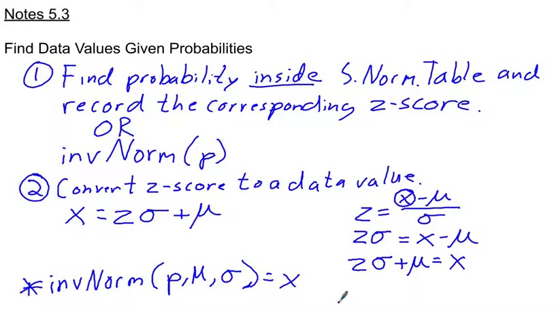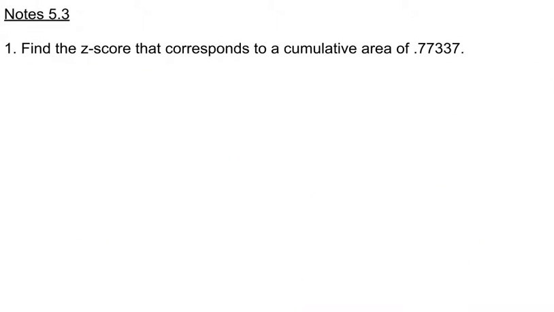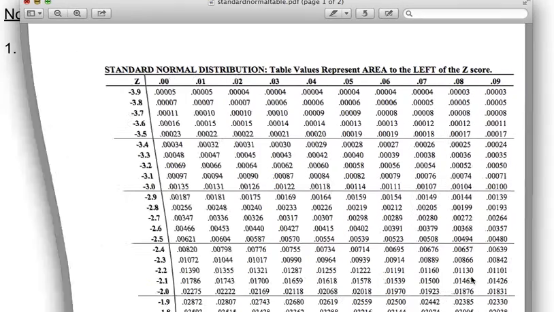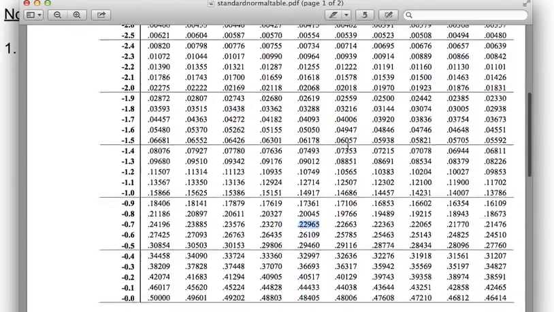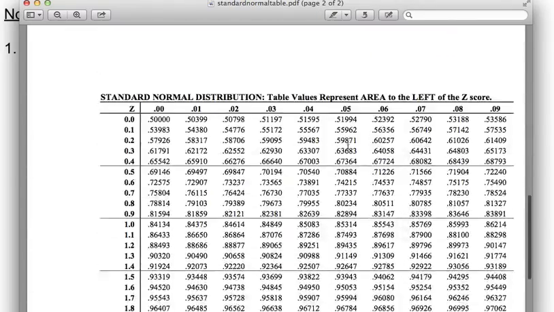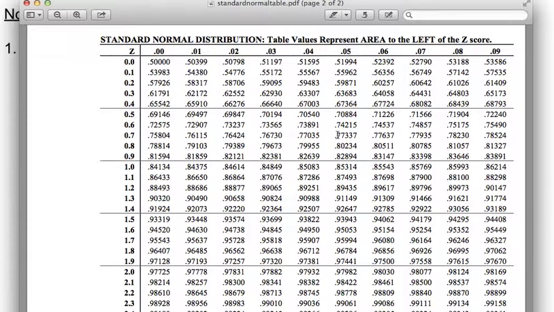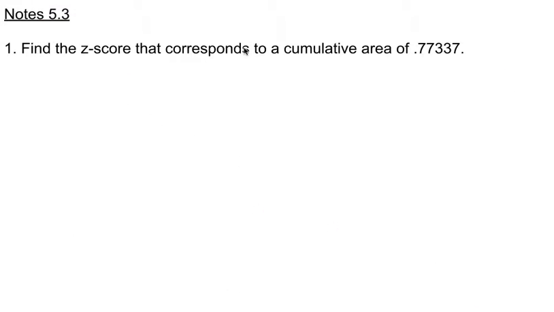All right, so going on to the first example, we want to find the z-score that corresponds to a cumulative area of 0.7737. Now we could do this just by looking at the chart. If I pull the probability table up, scrolling down to 0.7737, it's right here. So this would be 0.75. So our z-score equals 0.75. We could also do this on the calculator.